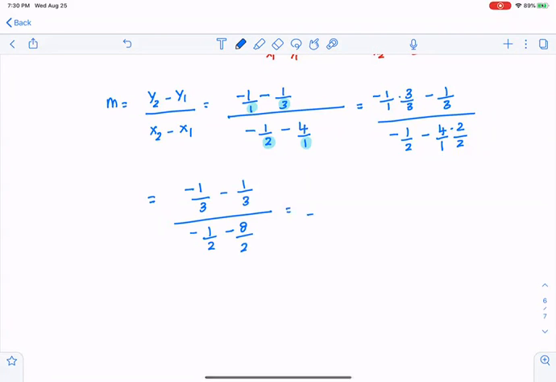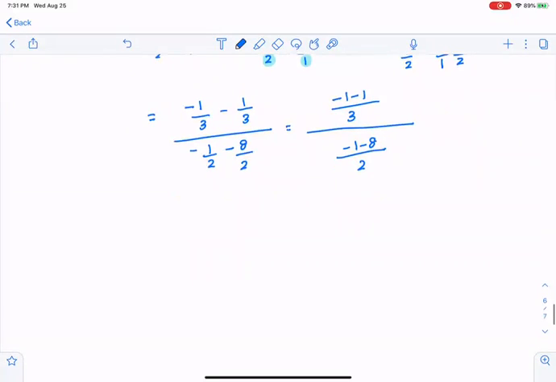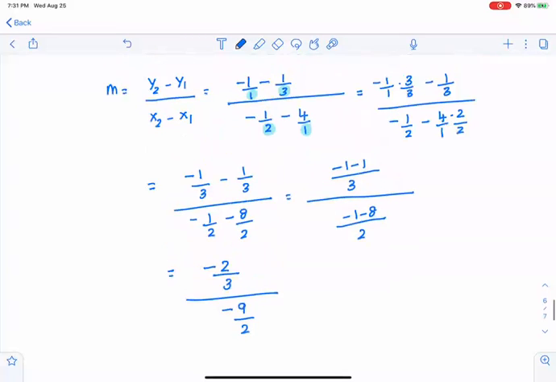I have a common denominator in the numerator. So you have 3, and you have -1, -1. And in the denominator, you have 2, and you have -1, -8. Since I have a common denominator, I can combine the numerators. So -1, -1 is -2/3, divided by -1, -8 is -9/2.